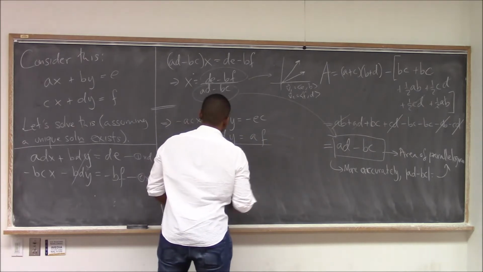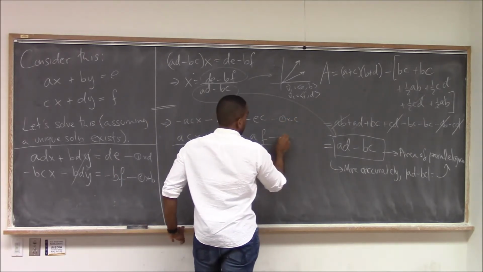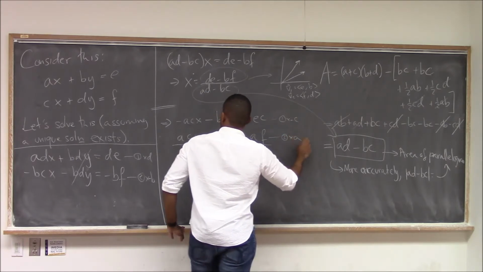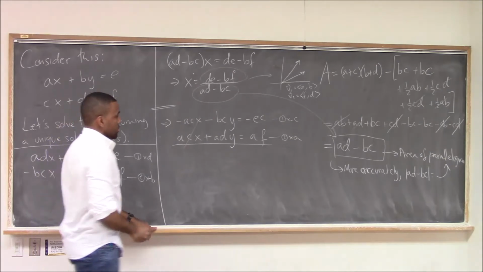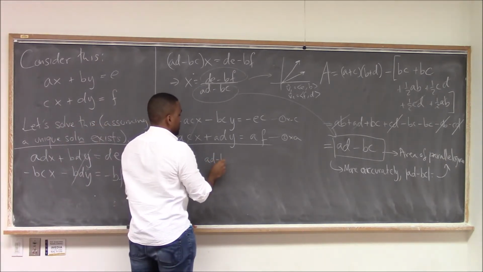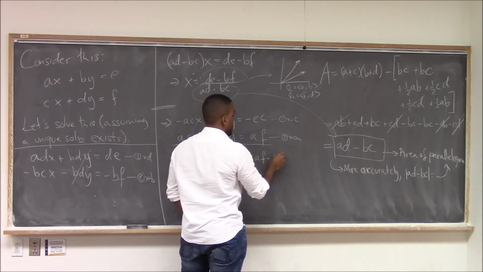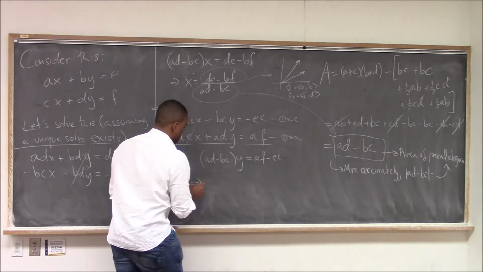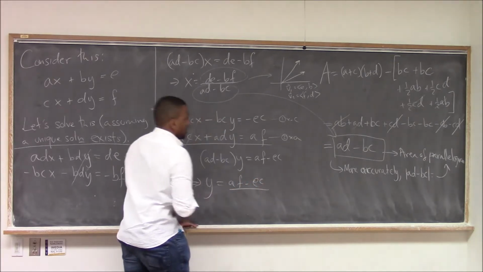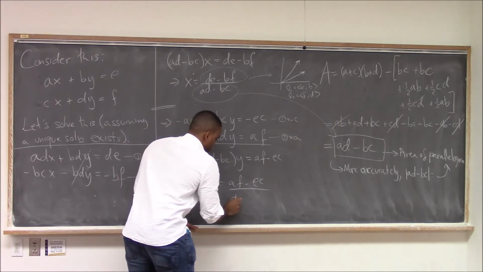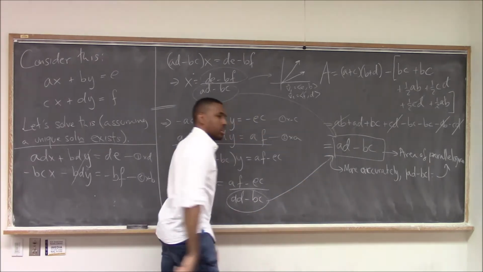Let's add those two again. So here I multiply equation 1 by minus c. Here multiply equation 2 by a. Now I can add these two and those would cancel. Here I would get AD minus BC times y is equal to AF minus EC. And so this would mean my y is going to be AF minus EC over AD minus BC. And there's that guy again.